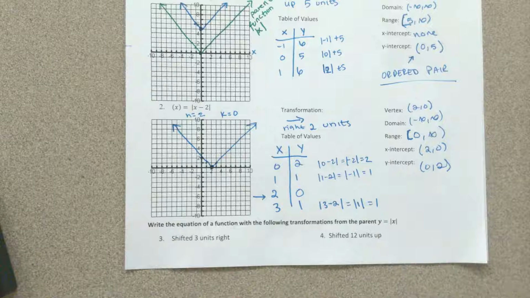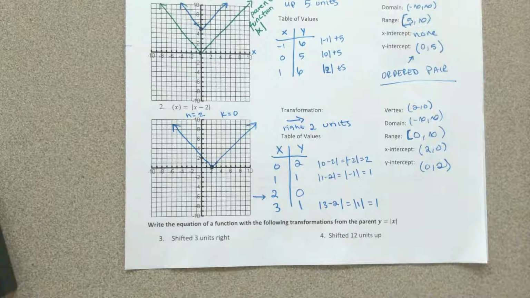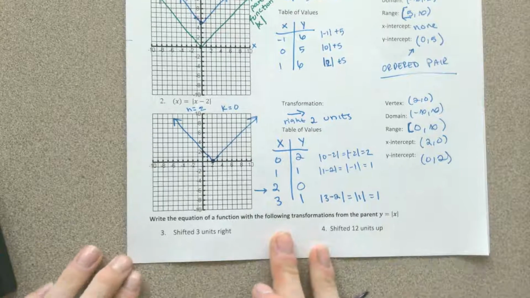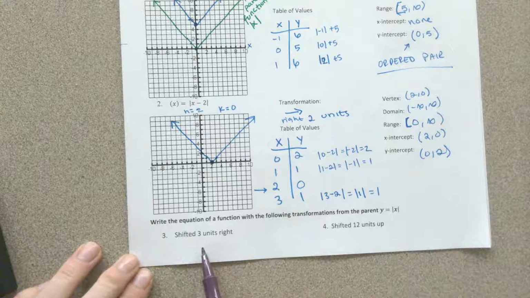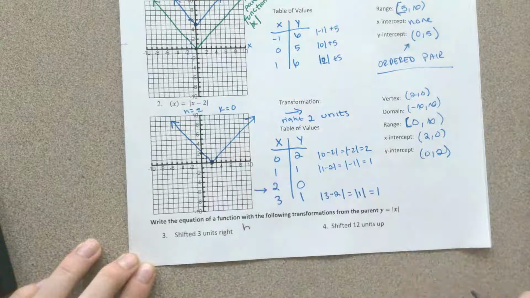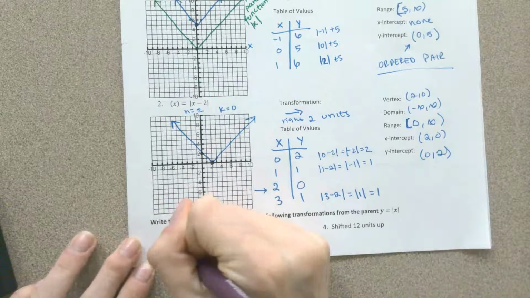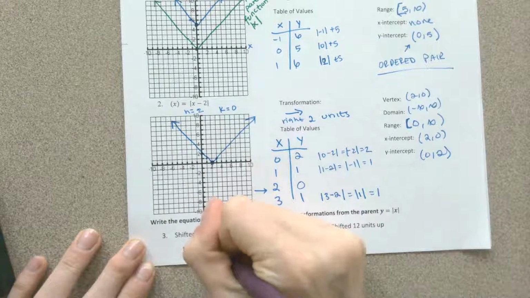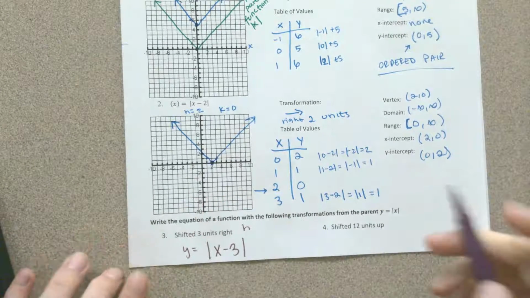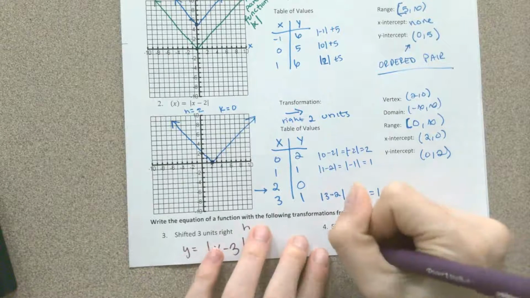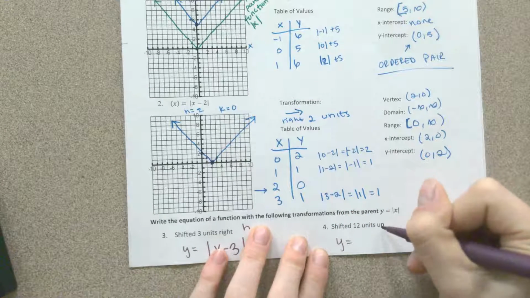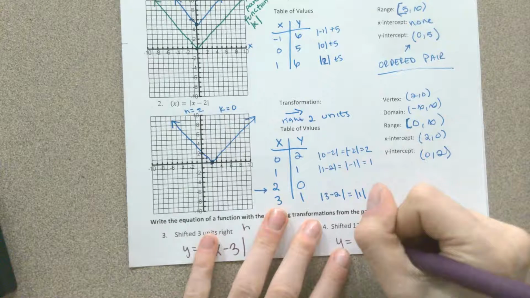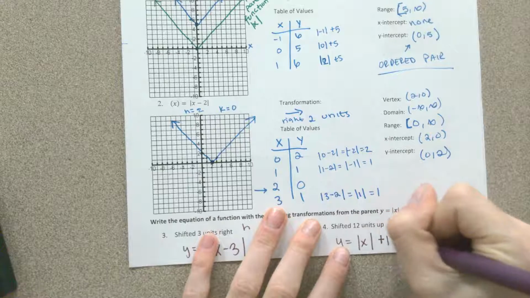Okay, writing the equation of a function with the following transformation. If it shifts 3 units to the right, we know that we are dealing with h. So shifting 3 units to the right would have to be on the inside, and it would have to be opposite. Shifting 12 units up would have to be on the outside, because we know that up and down is k. So we would have the absolute value of x plus 12.